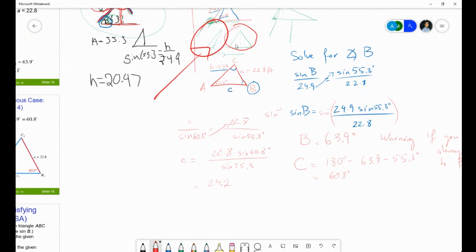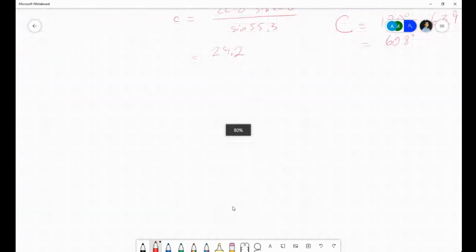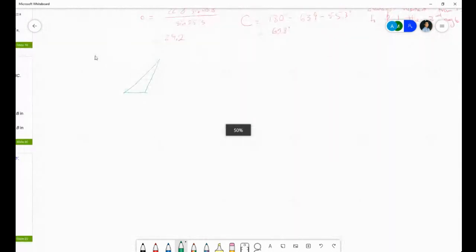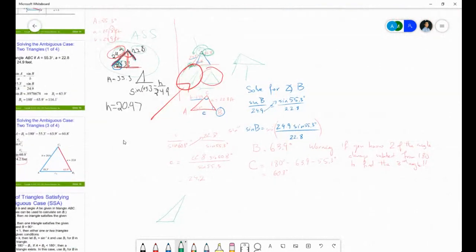All right, let's draw the other one. Here's the one that swings inwards. Let's label the sides again: 55.3, we got 24.9, and this one was 22.8.